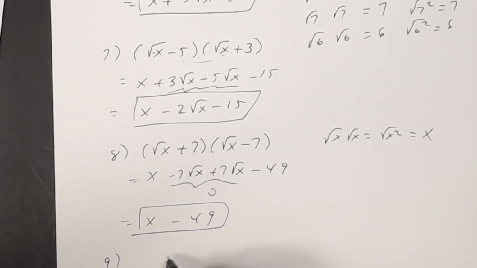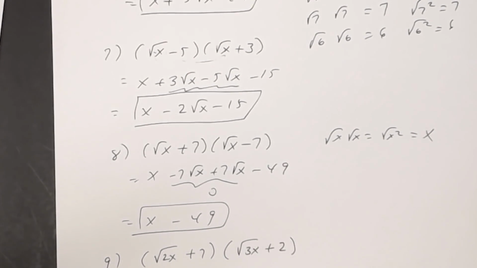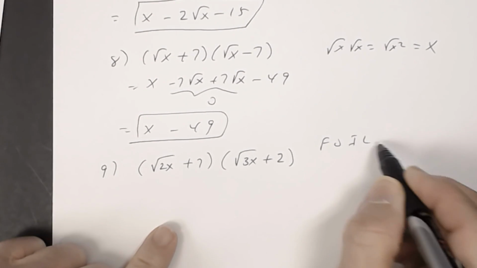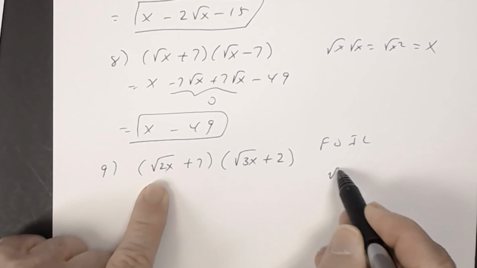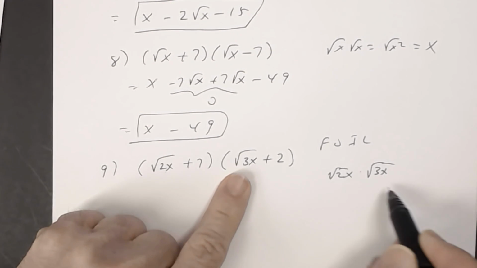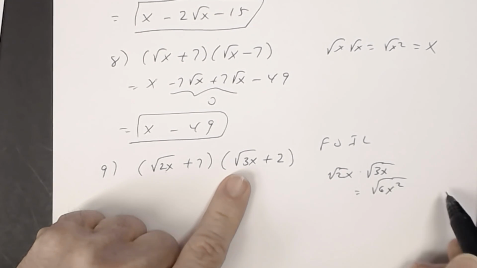All right, number 9. What if I had the square root of 2x plus 7 times the square root of 3x plus 2, let's say. No big deal, let's just do the FOIL method. I have two binomials. The square root of 2x times the square root of 3x, right? What's the square root of 2x and the square root of 3x? Well, that's the square root of 6x squared, right?